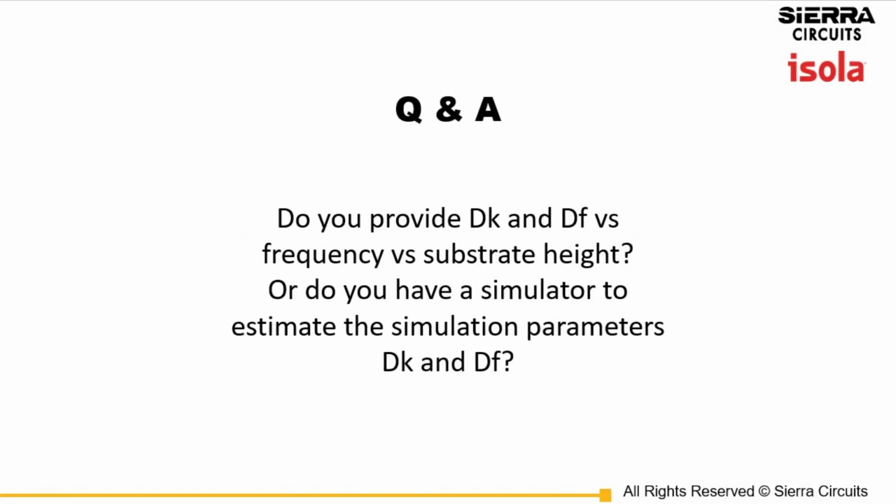Okay, thanks. Do you provide DK and DF versus frequency and versus substrate height? Yes, that's again for me. Yes, we do. If you go to our website and look for a particular material, you will find what we call a lineup table. That lineup table is showing all the different laminate options and prepreg thickness options, and you have DK and DF for all these different thicknesses and constructions, and you also have a couple of columns for different frequencies, so you get an idea on how the change over frequency will be.